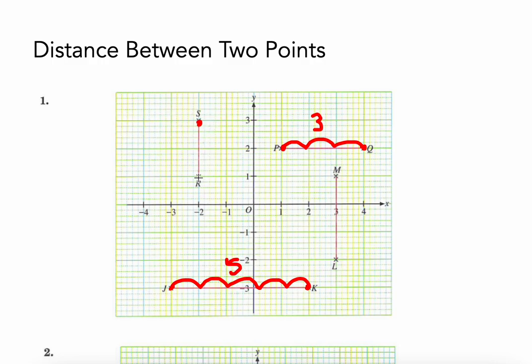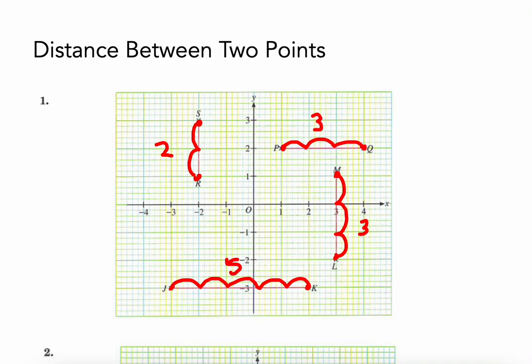And for a vertical line, it would just be the same, except you would be going up and down. So the distance between S and R would be 1 and 2 units. Distance between M and L would be 1, 2, and 3 units. So on a coordinate graph, you would just count how many units they are away from each other.